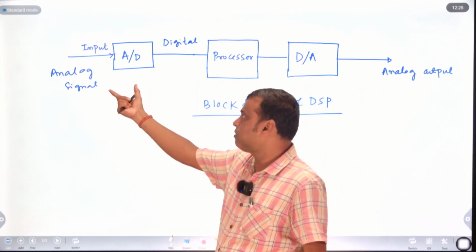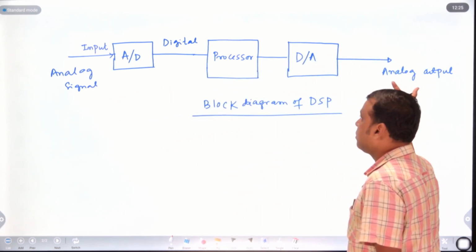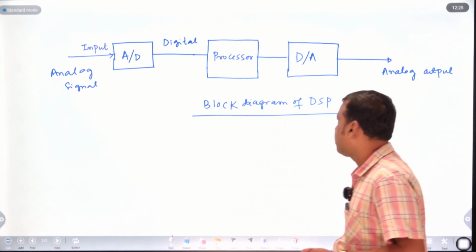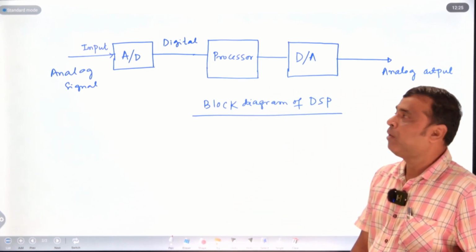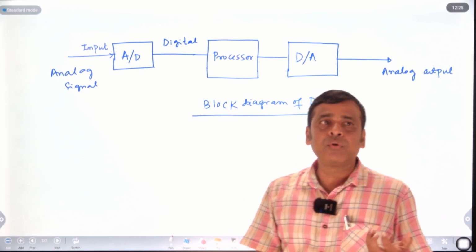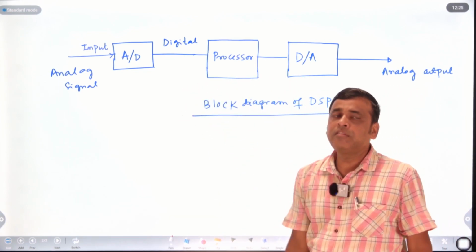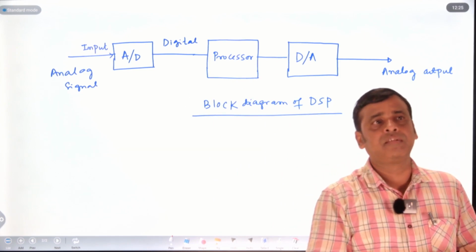Same input signal, analog signal, you will get the same analog output signal. In between, we require an A to D converter, a D to A converter, and a processor, and the analog input can be processed in this way. Okay, this is all about the introduction of digital signal processing.